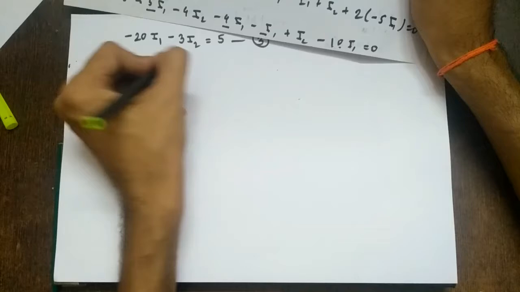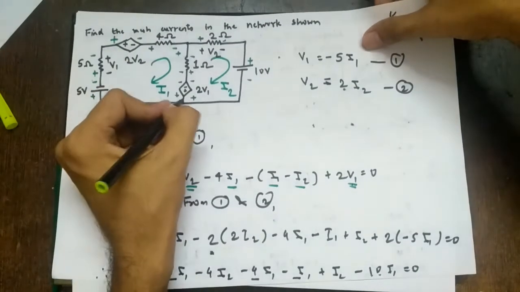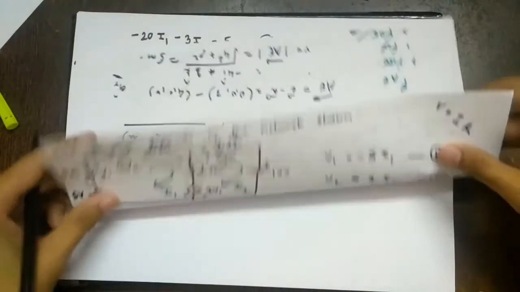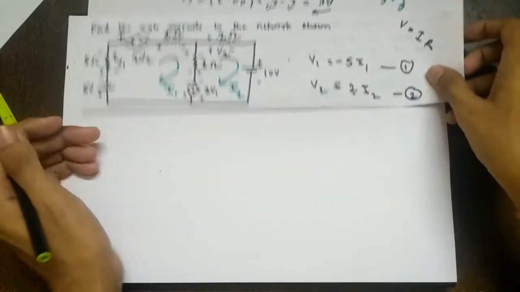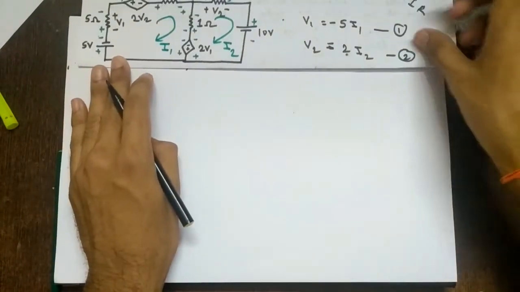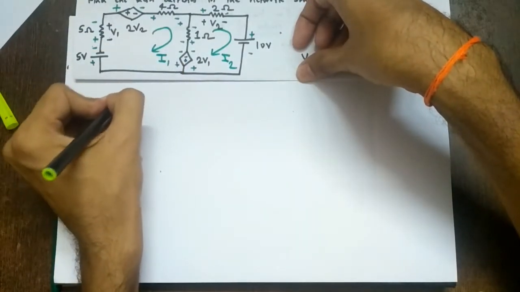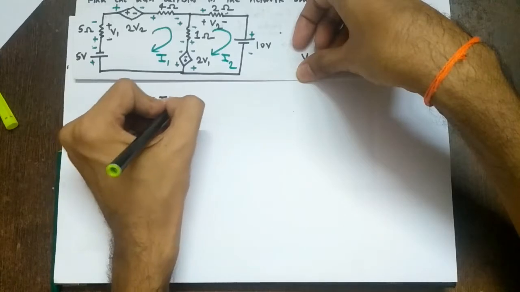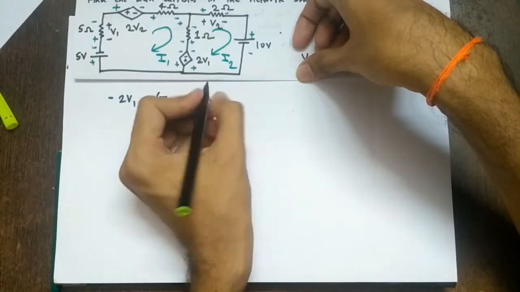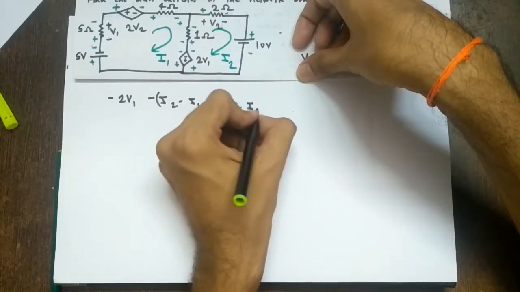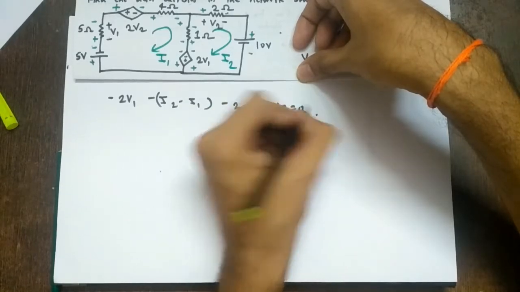Then what we'll do, applying KVL to mesh 2. Let's start from here. So what will we get? Minus 2 V1 minus of I2 minus I1 minus 2 I2. Am I correct? Yes. Minus 10 equal to 0.